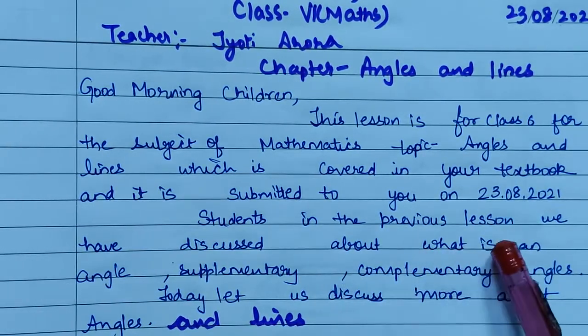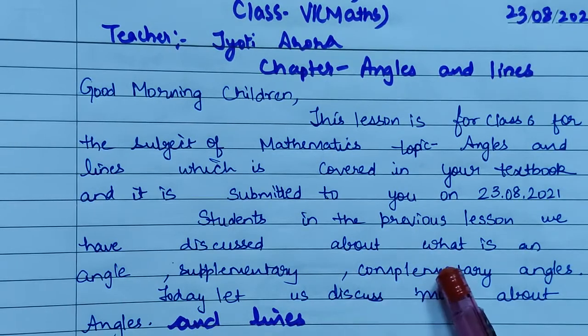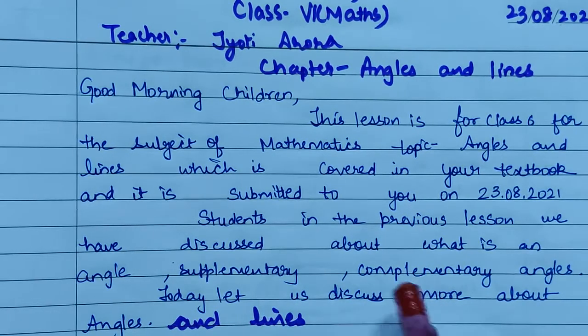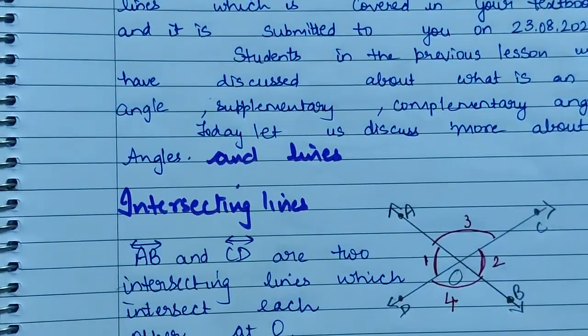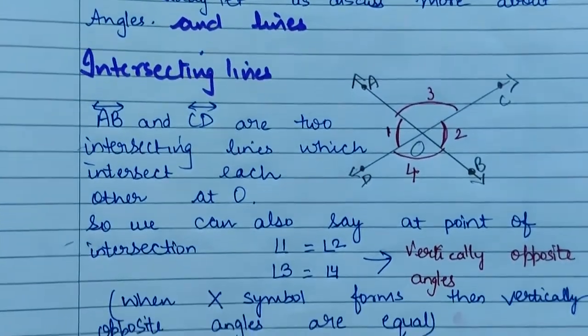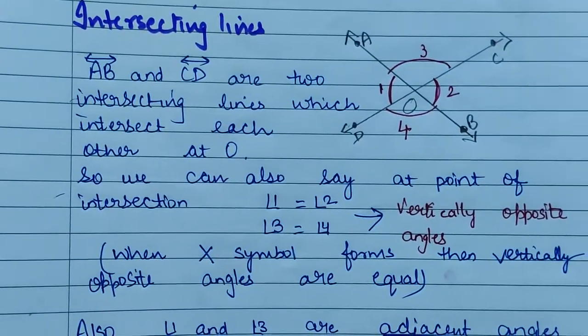Students, in the previous lesson we have discussed what is an angle, what are supplementary angles, what are complementary angles. Today let us discuss more about angles and lines. First of all, let us discuss the intersecting lines.